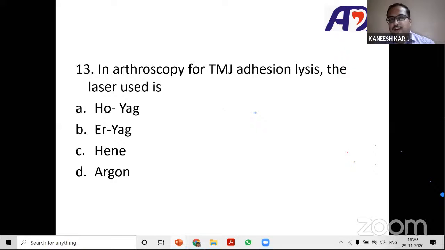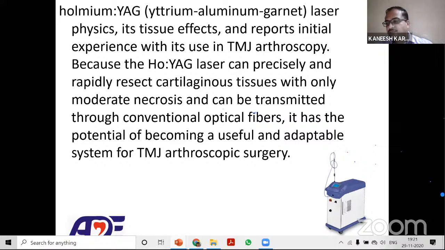In arthroscopy for TMJ adhesion lysis, the laser used is, okay, I can see multiple responses. The answer is Ho:YAG laser. Okay, that is the best used for TMJ arthroscopic surgery. Why?